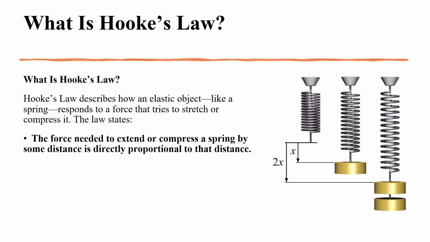What is Hooke's Law? Hooke's Law describes how an elastic object like a spring responds to a force that tries to stretch or compress it. The law states that the force needed to extend or compress a spring by some distance is directly proportional to that distance. So in this case, we have a spring that's just sitting there, nothing on it yet. And then we add a weight to it, it extends x distance. We add two weights, it extends 2x. So that's directly proportional.